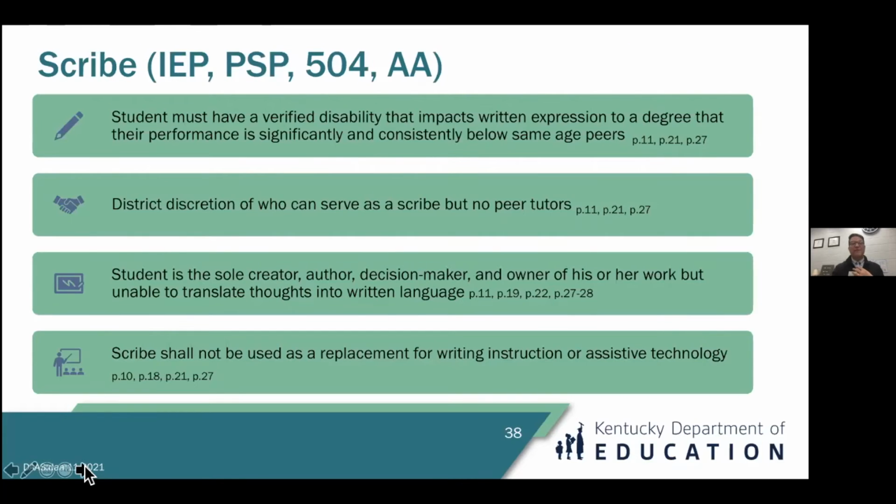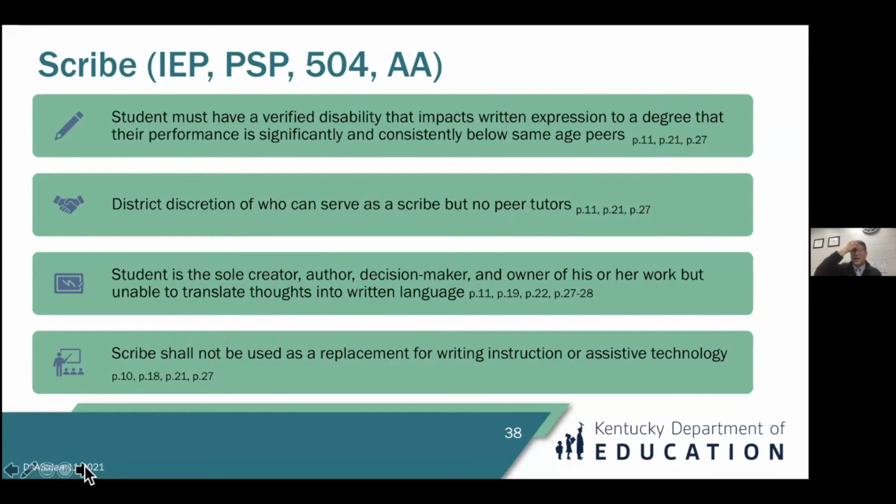So students must have a verified disability that impacts written expression. We're going to talk about scribing here, okay? When we're reviewing files out there, we're looking to see, does the student have the scores that support the need for a scribe? We don't just want to flippantly give a student a scribe and further enable some of their difficulties or deficiencies. We want to make sure that they in fact have a disability that impacts written expression to the degree that their performance is significantly and consistently below same age peers.